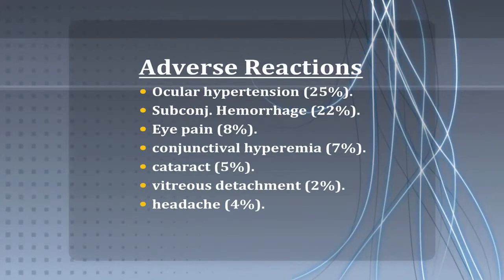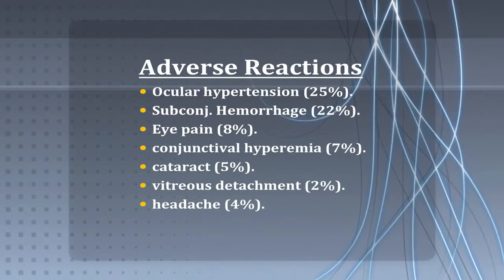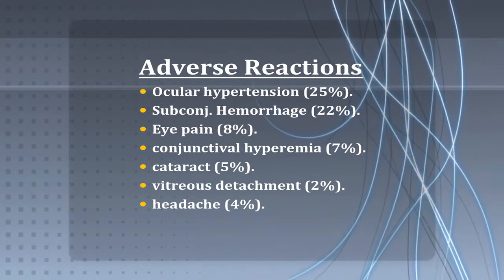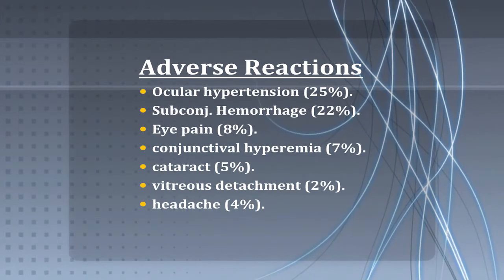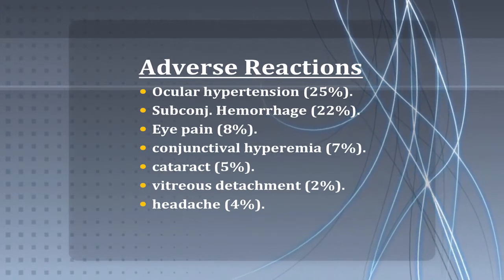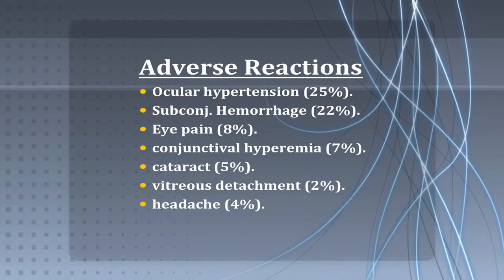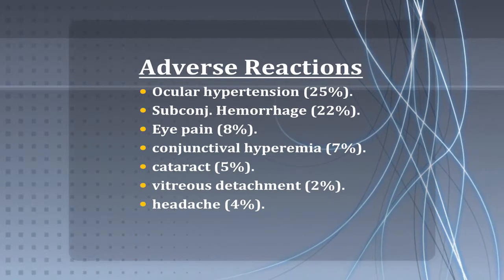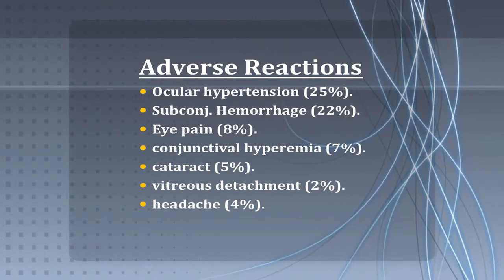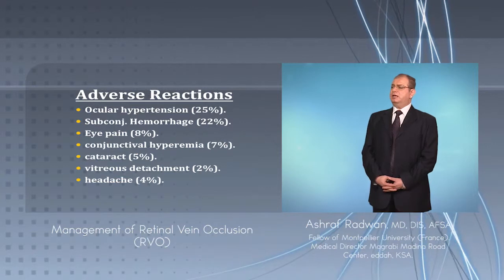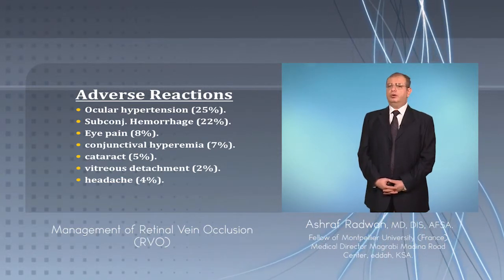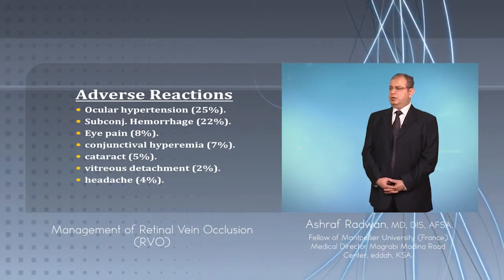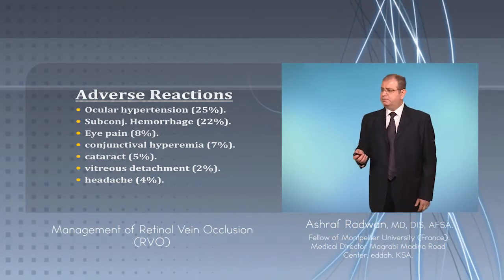But still it has adverse side effects, though fewer compared to the triamcinolone. It is less, but still present. We have ocular hypertension that represents 25% of the cases, subconjunctival hemorrhage 22%, eye pain 8%, conjunctival hyperemia 7%, cataract 5% compared to the 50% in triamcinolone, vitreous detachment 2%, and headache 4%.